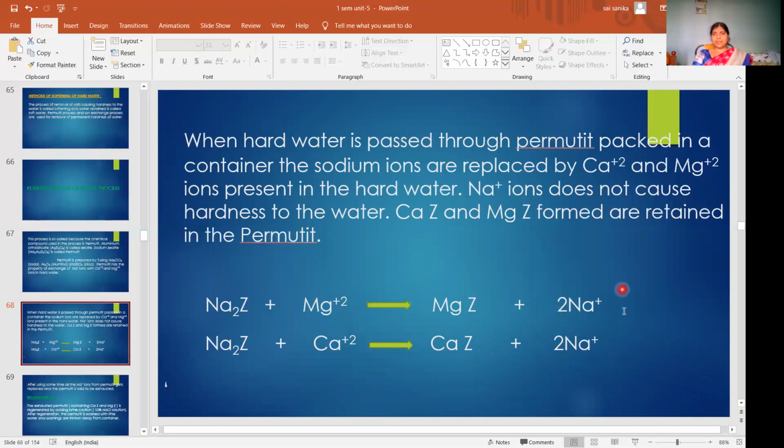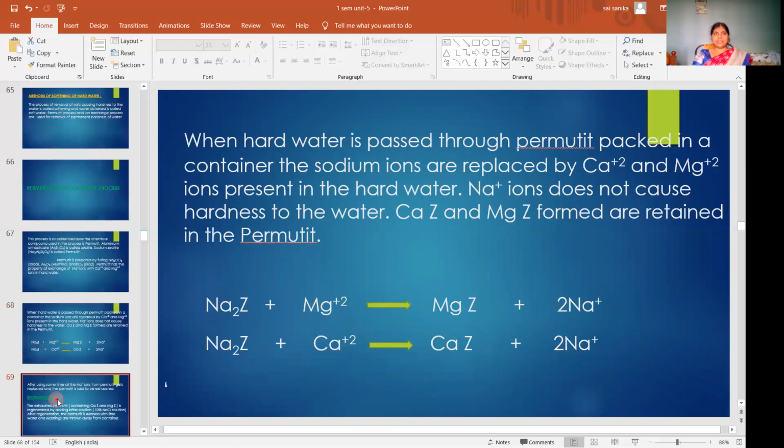Okay, these equations are very important. In the exam, they will say explain the zeolite process with equations and with a neat diagram. So equations are important and the diagram is important. For equations there are maximum marks. If you know the equations, by seeing these equations only you can write the whole explanation. Na2Z + Mg2+ → MgZ + 2Na+, and Na2Z + Ca2+ → CaZ + 2Na+.